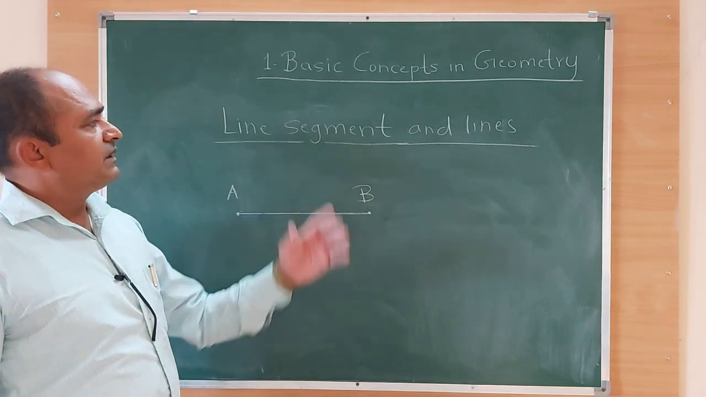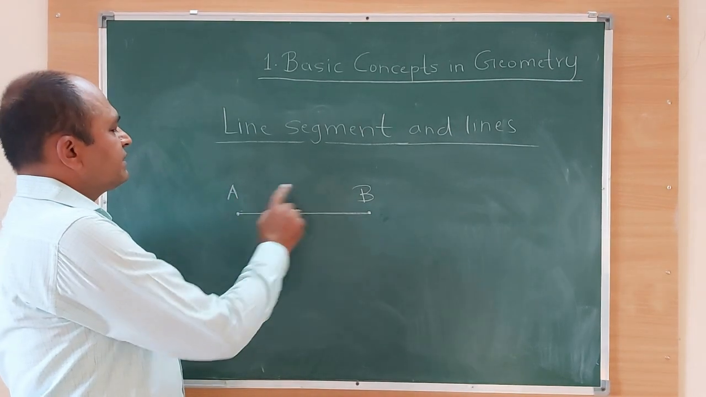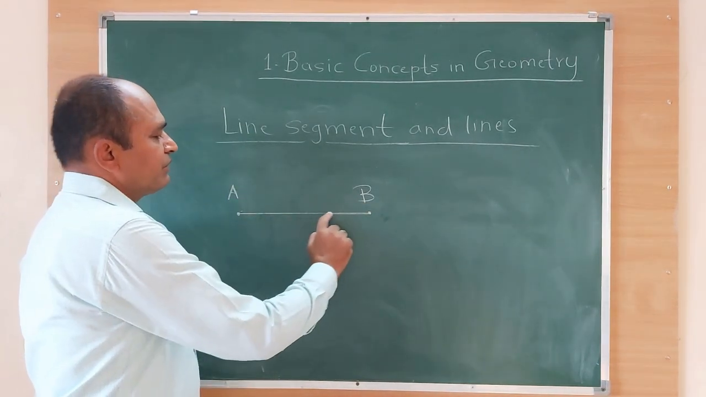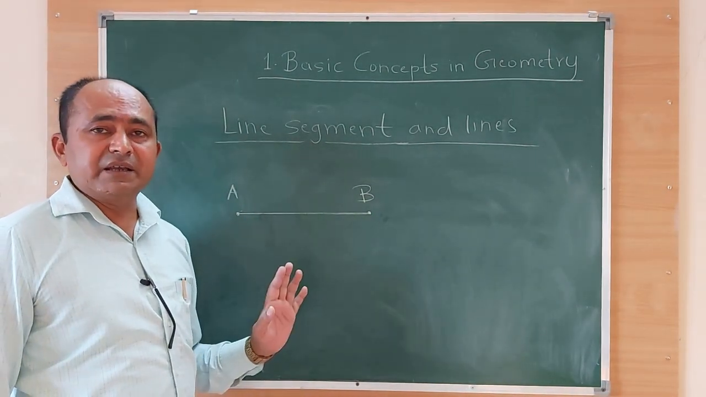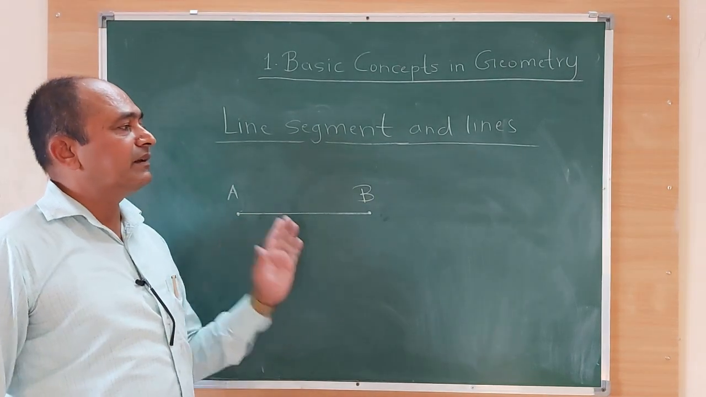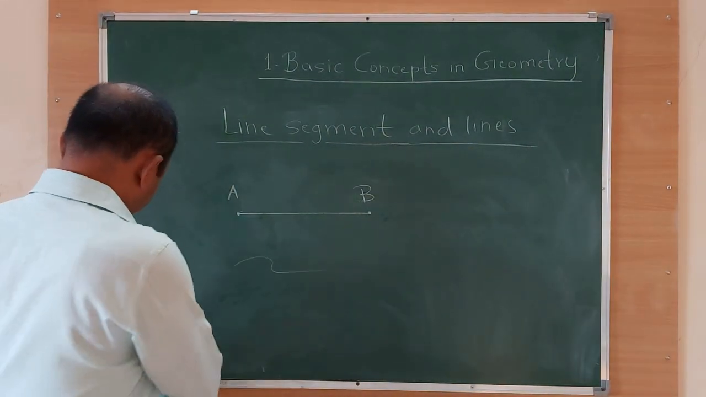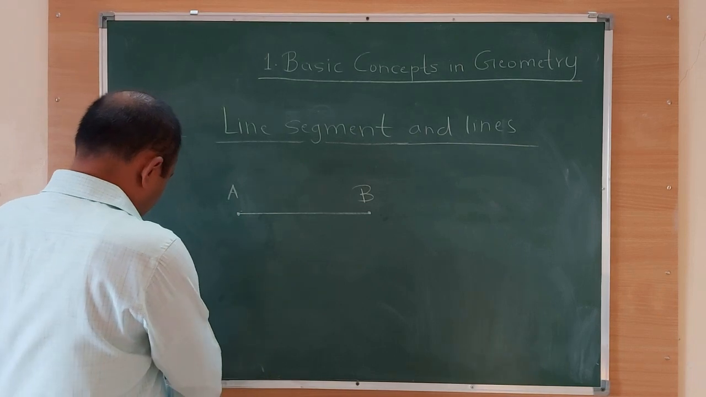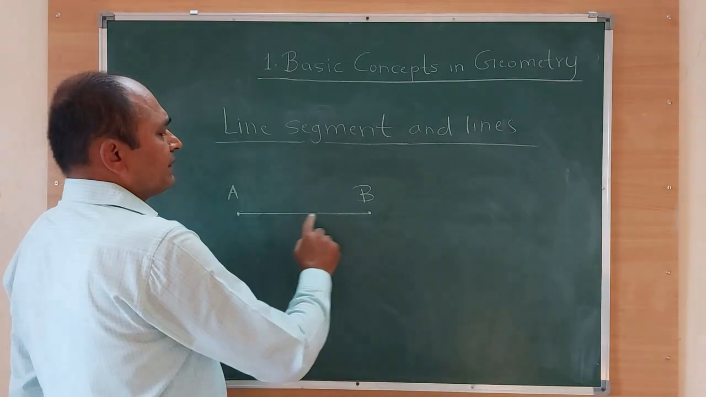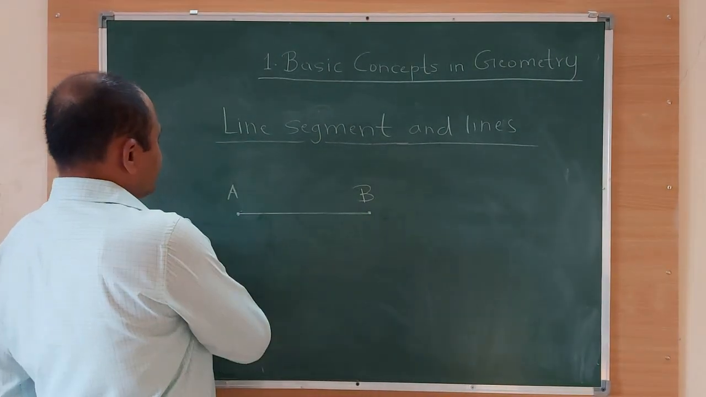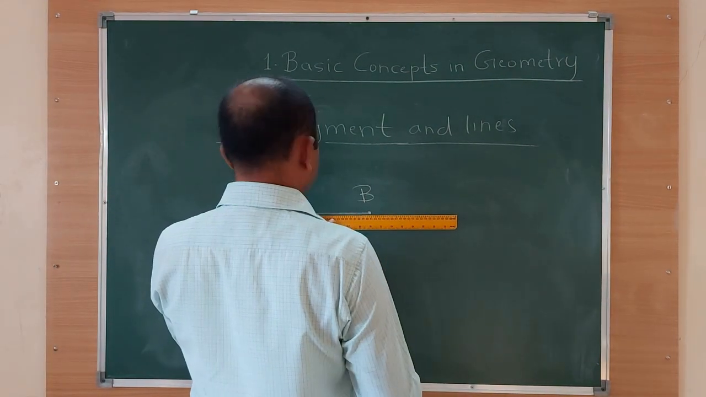Okay children, now we will see about line segments and lines. Now these 2 points, point A and point B, I have joined with a line. Now children, when I say line, I mean straight line. Always in mathematics, when I say a line, it means always straight. This is not a line. Now children, can I extend this line towards right side and towards left side? Yes, I can extend. So I'll extend this line on both the sides.